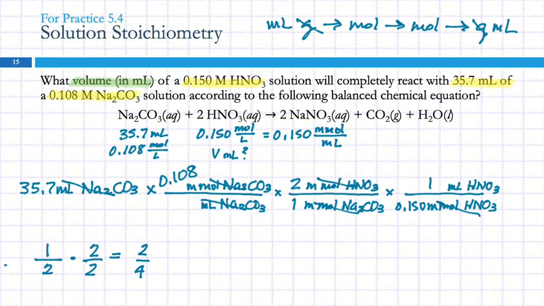So now I can do the calculation. 35.7 times 0.108 times 2 divided by 0.15 equals 51.408 milliliters of nitric acid. And that should have 3 significant figures, so 51.4 milliliters.